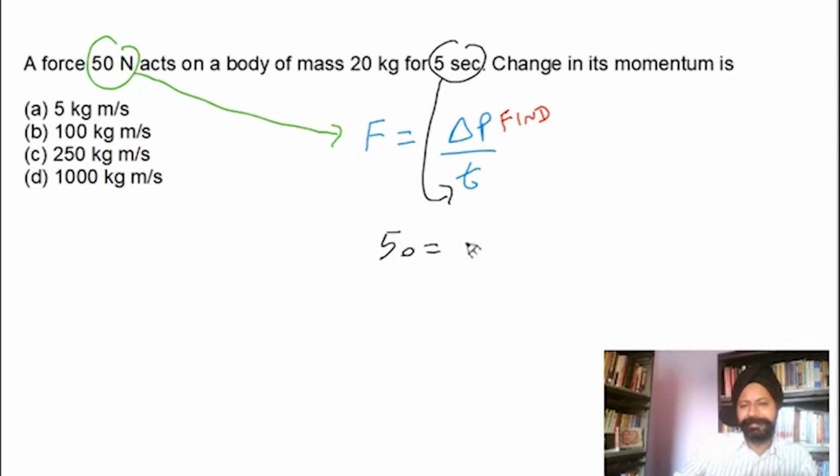50 is equal to the quantity that has to be found, right, divided by the time. No, you don't have to use all the data. Students are saying, sir, 20 kilograms, we have to use that. You don't use that. It's extra information given that you don't use. By 5. So what does delta P come to? 50 times 5, which is 250 kg meters per second.